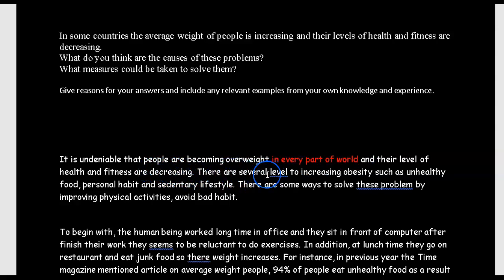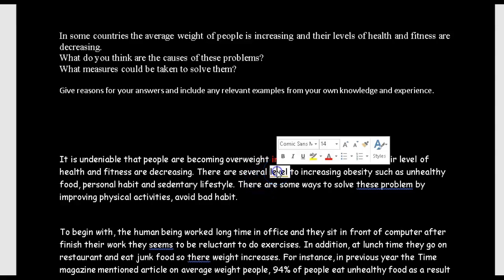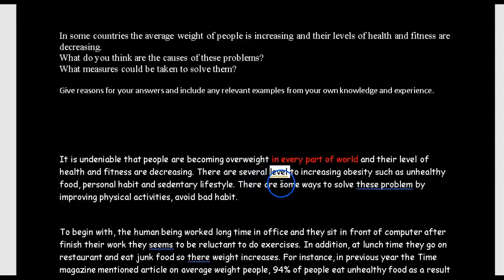And then you continue it here. There are several level. This really shouldn't happen. Are several. Obviously, what's going to come after that is going to be plural. That's elementary level English. There are levels. What does that mean anyway? You don't show me that you understand what the word level means, because you're just copying it from the sentence before.